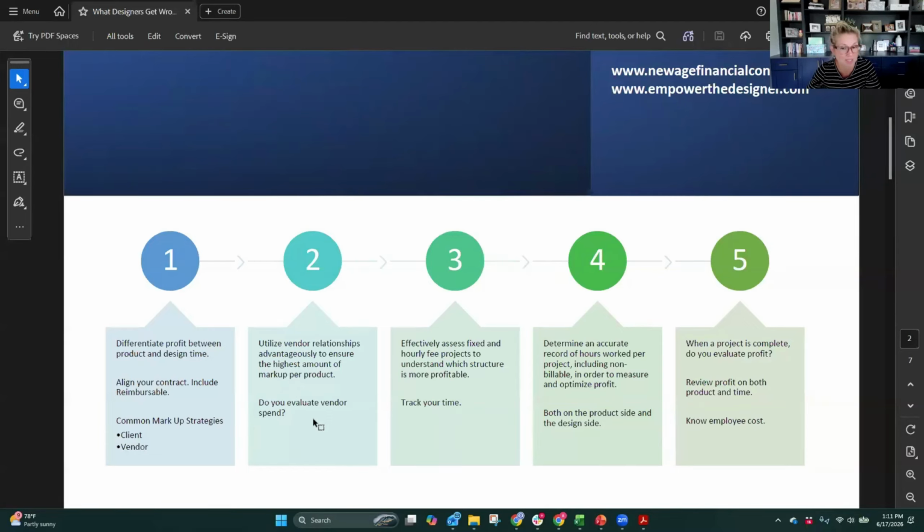How much did we generate in time? Do we know if our design fees were profitable? I don't care if you're fixed fee or you're hourly. I think you could be profitable either way. I don't think you necessarily need to be tied to one or the other. I also think you could be a hybrid. You could be fixed on design services and potentially hourly on architecture and hourly on install.